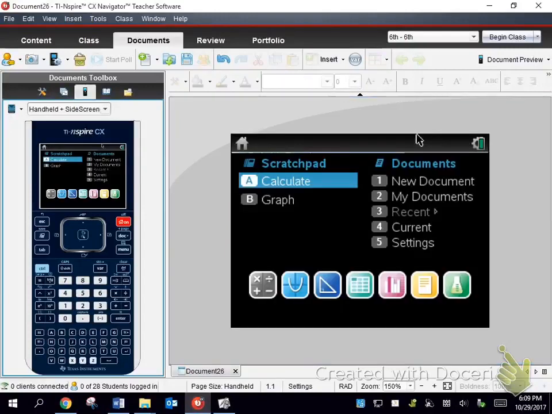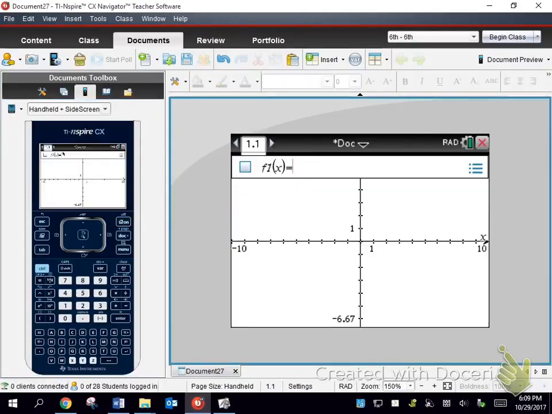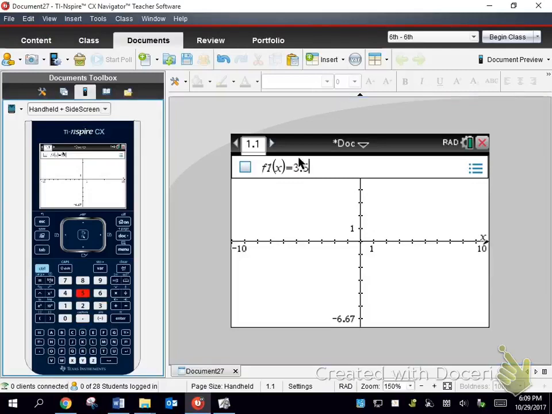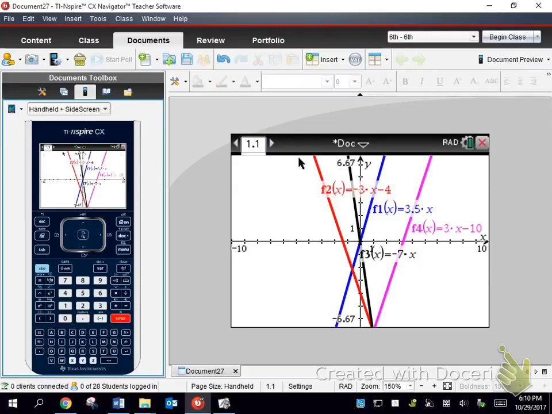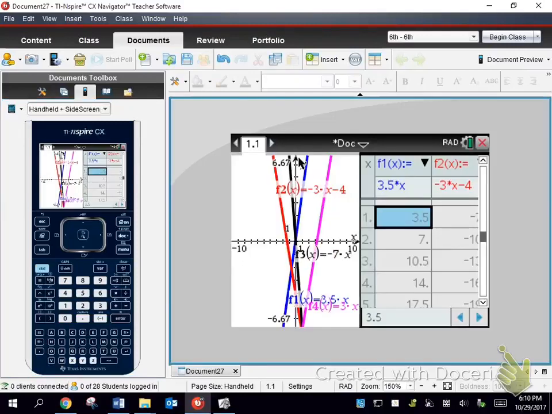So go to a brand new document, and I'm going to graph all of them. So 3.5x, hit the down arrow button. Negative 3x minus 4, hit the down arrow button. Negative 7x, hit the down arrow button. And then 3x minus 10. And then hit enter. Once you get all 4 of them, go to Control T.